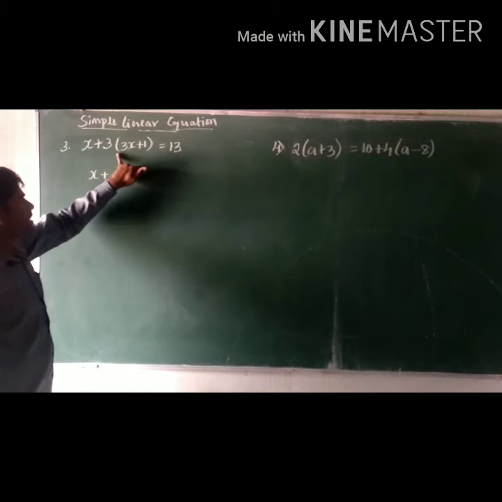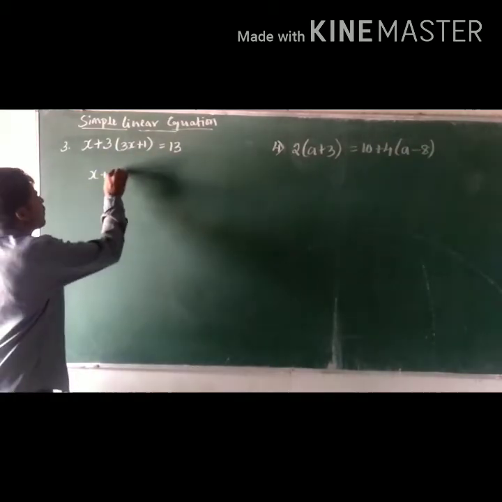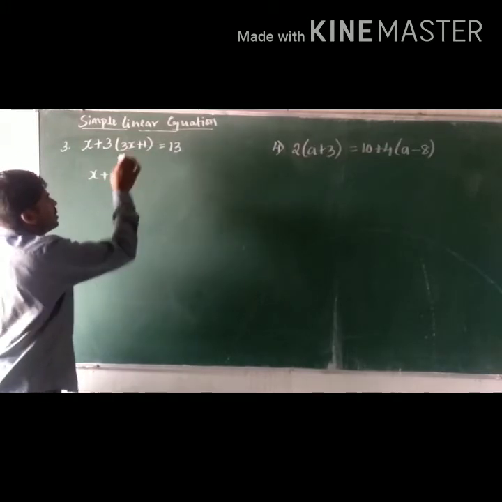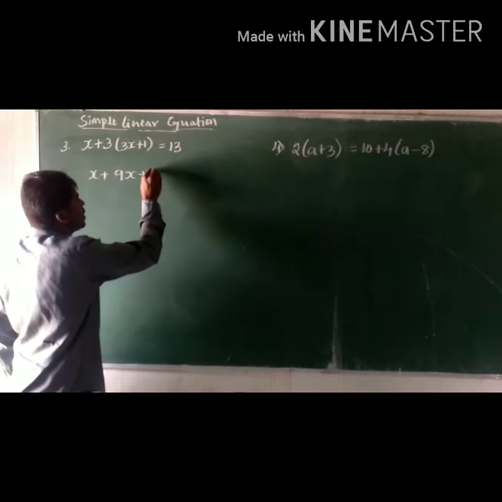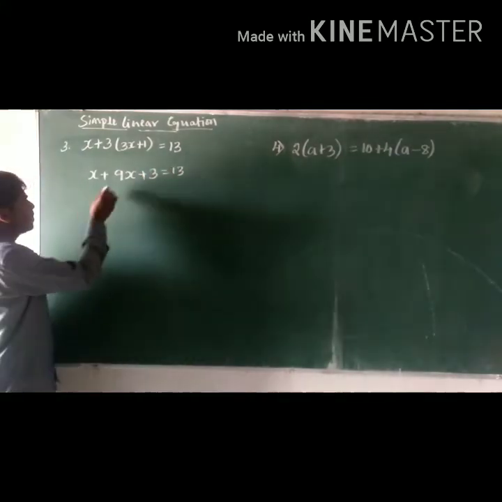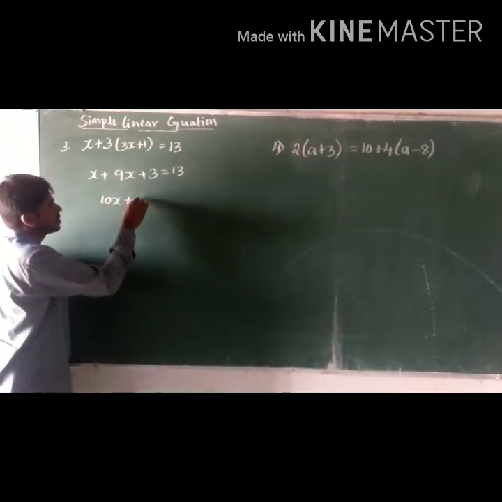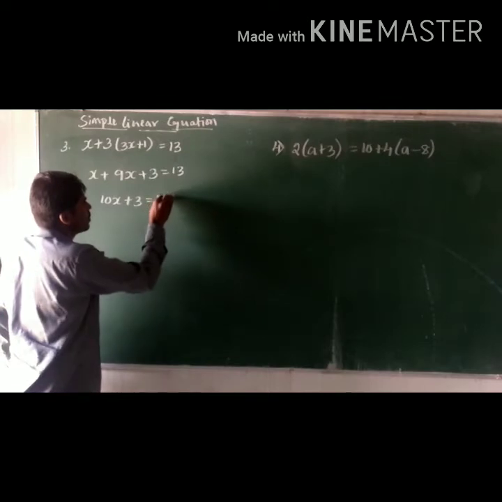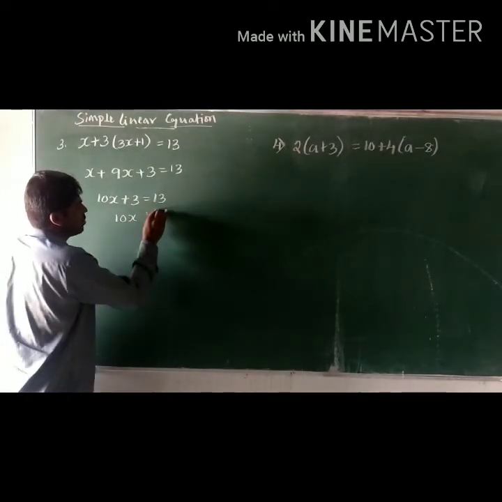Now we go to multiplication. 3 into 3 we get 9x. 3 into x is 9x. 3 into 1 we get 3. So x plus 9x, we get 10x plus 3 is equal to 13. Now 10x is equal to 13.